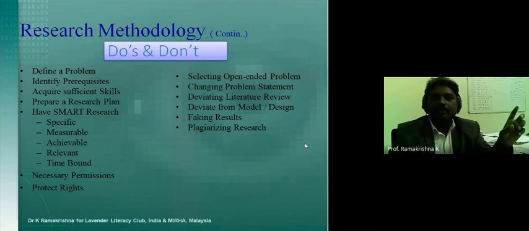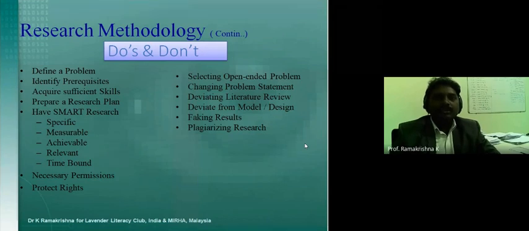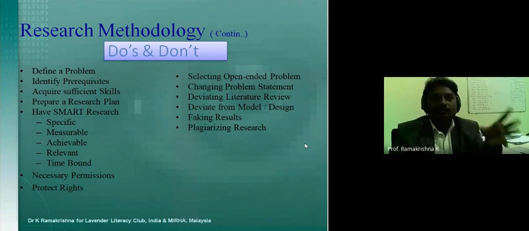So I told you, you have to prepare a research questionnaire. The purpose of preparing the research questionnaire itself is to make a plan. Without a plan, it's very difficult to complete. That's why the plan must have the SMART criteria. SMART is very famous in psychology. SMART means the problem which you defined must be specific, right?